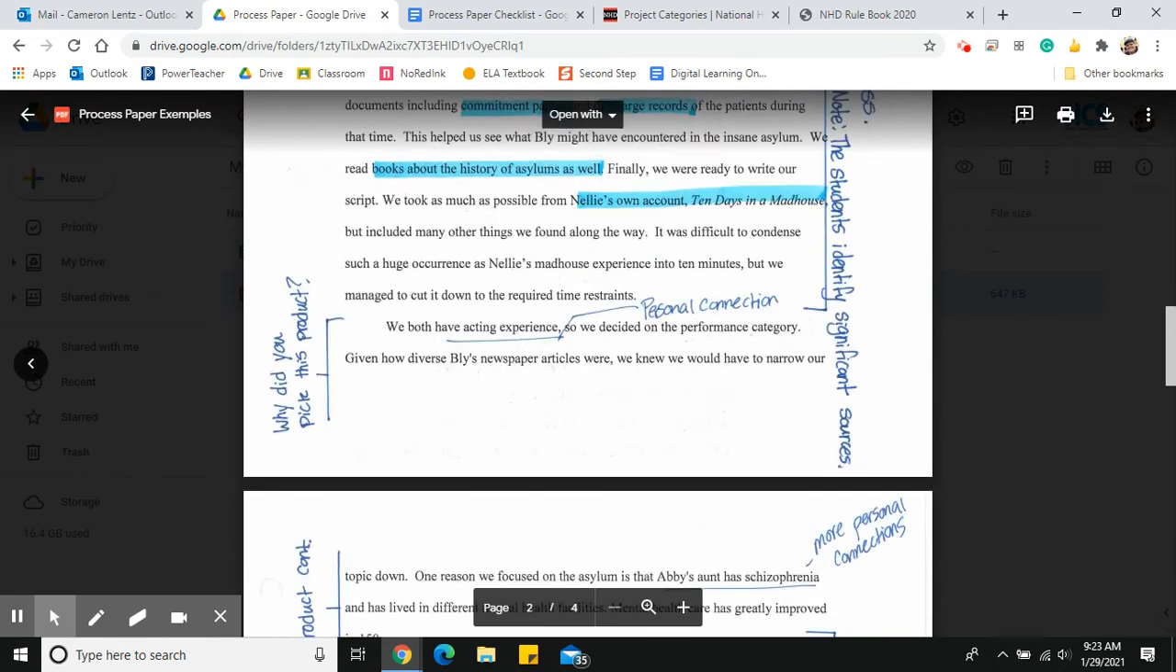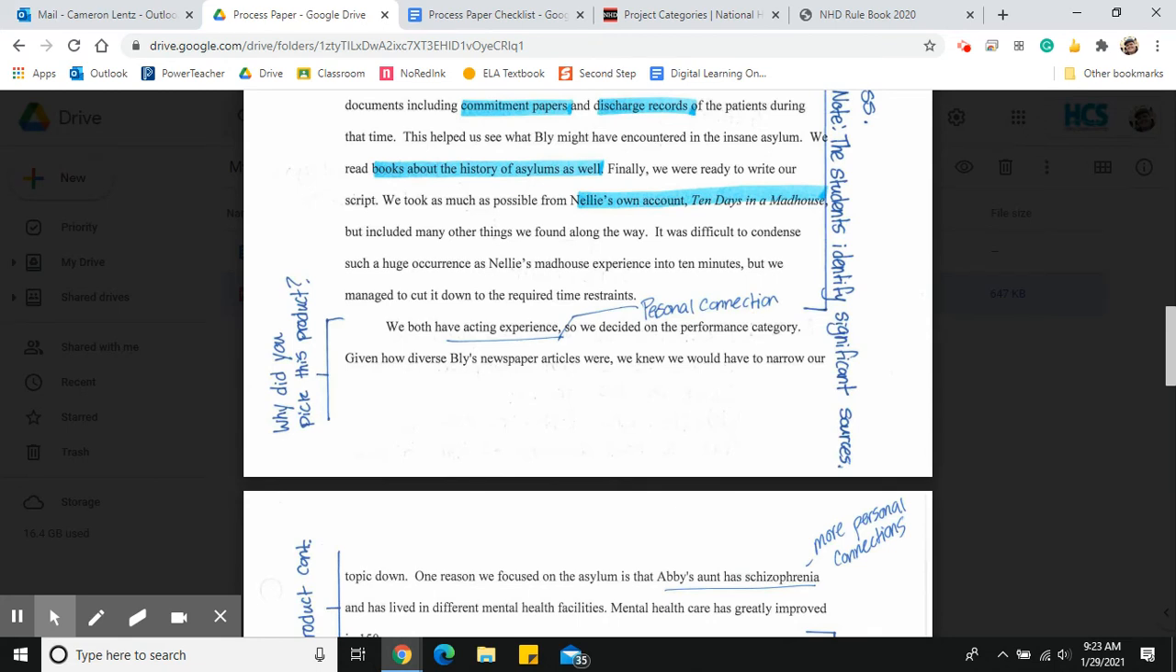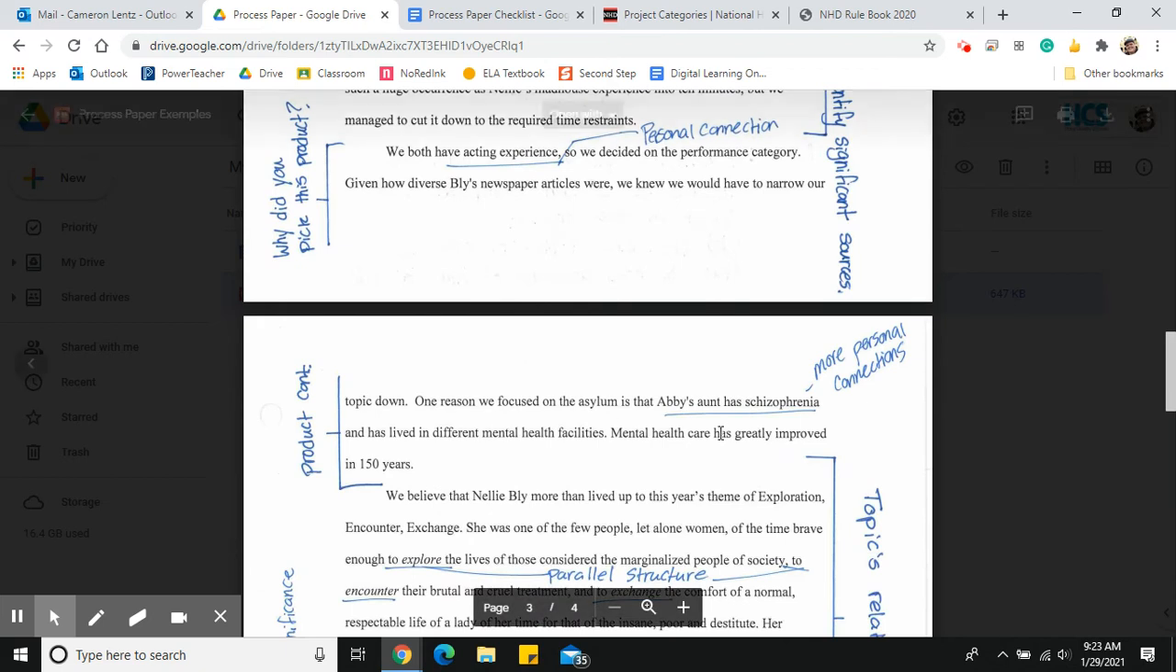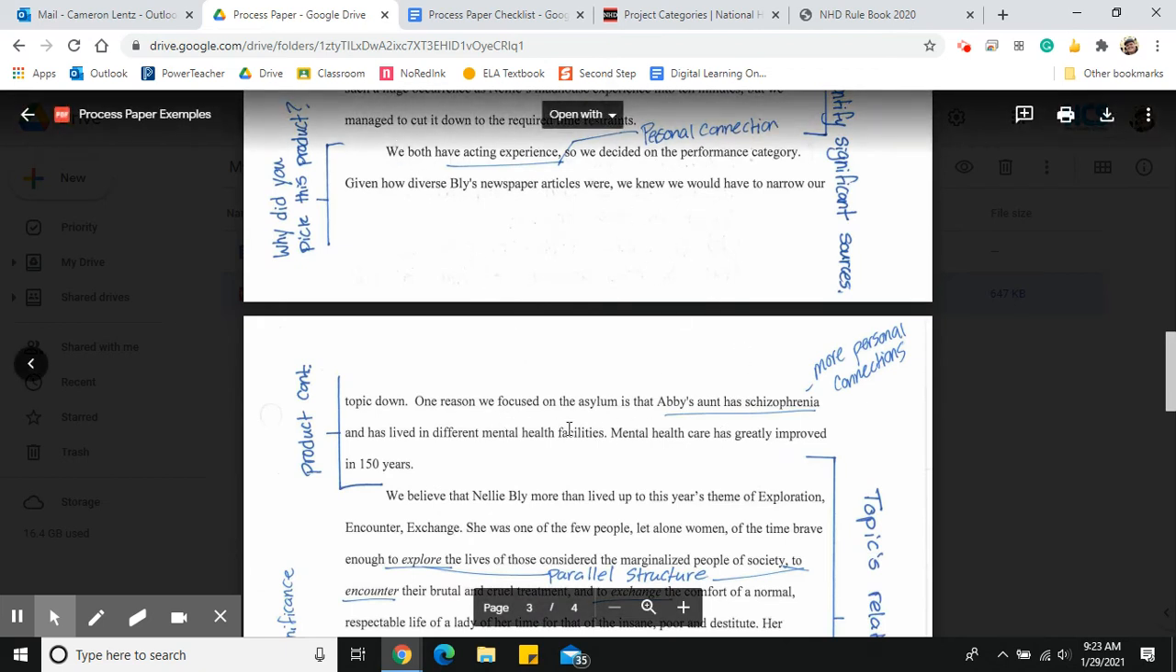Okay, into the next paragraph, they start to explain their product, why they picked it, and what work they put in to actually develop it and make it. So basically, remember these girls did a group performance. So in this paragraph, and you can see it's fairly short, they explain why they picked a performance. They basically talk about how the topic could easily be shown through a performance, and that they both have acting experience. So there's another personal connection there.